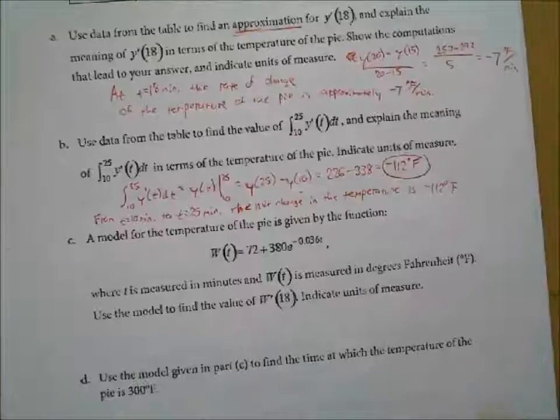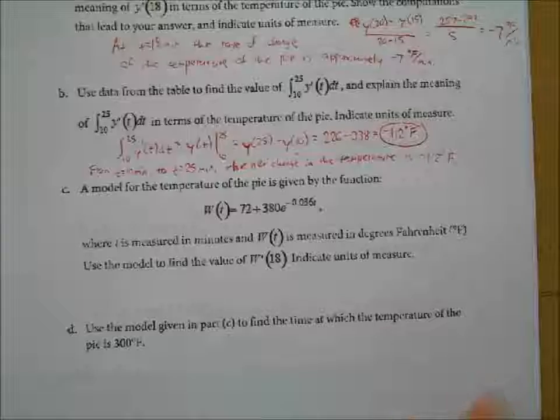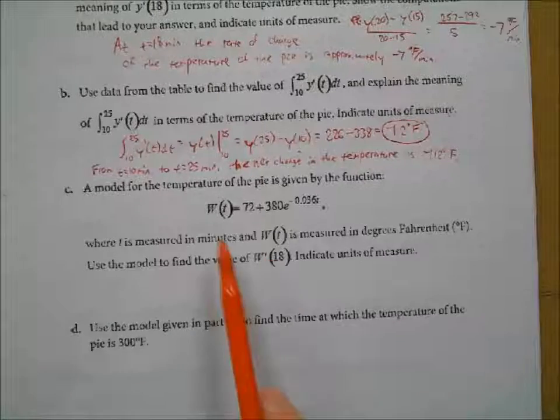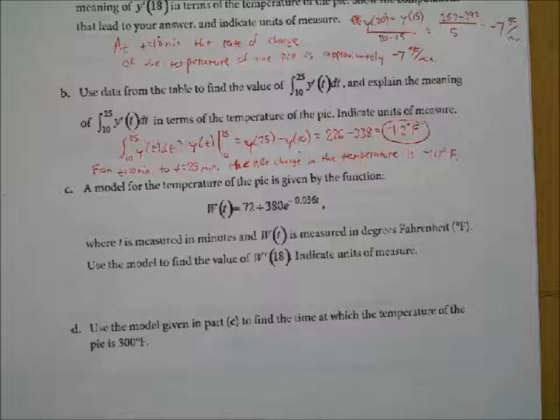Now, moving on, letter C. A model for the temperature of the pie is given by this function, W of t equals 72, and so on, where t is measured in minutes and W of t is measured in degrees Fahrenheit. So this will give us the temperature of the pie at any time t. We're then going to use this model to find the value of W prime of 18. Indicate units of measure.